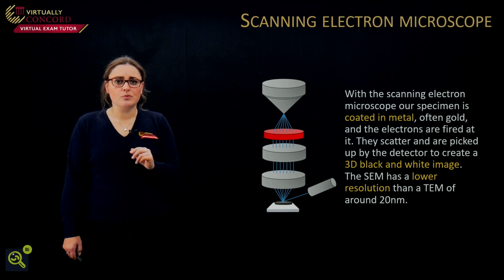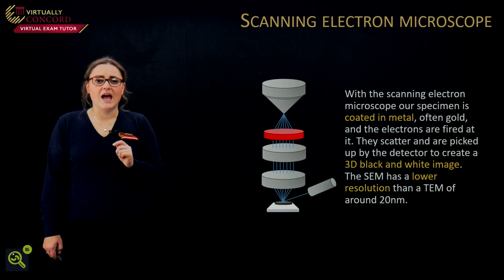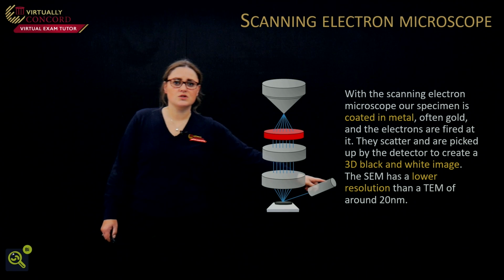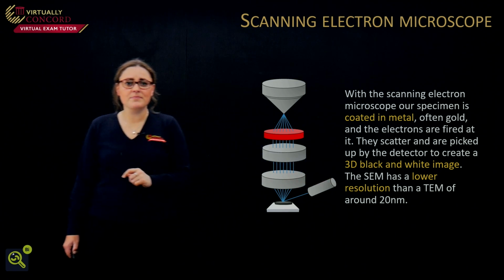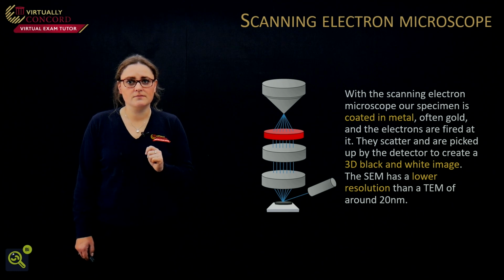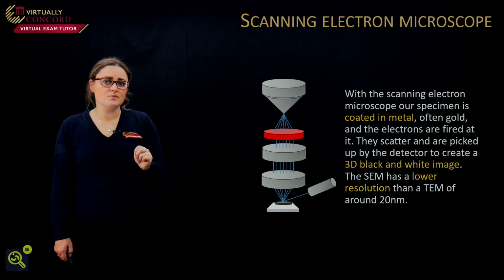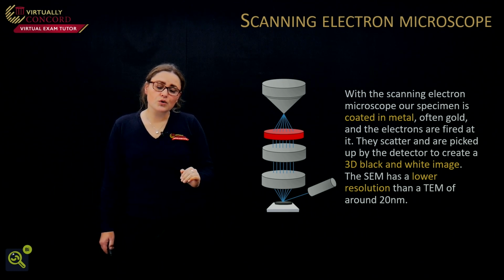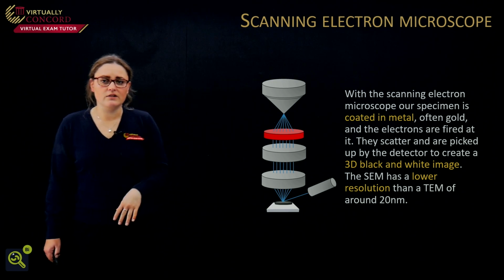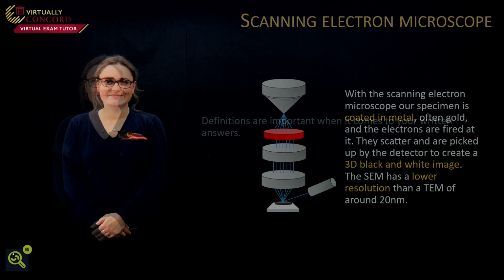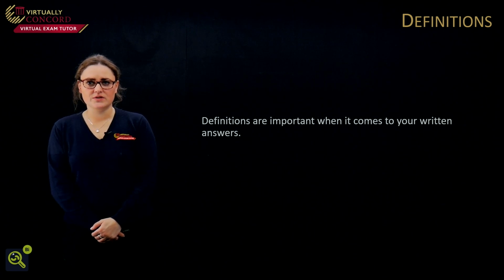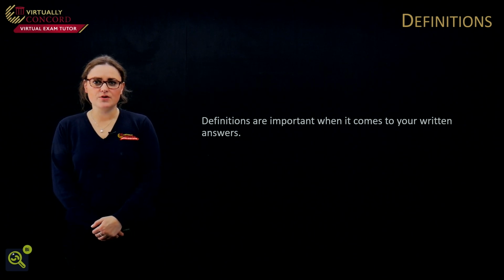Okay, so there are 2. We have scanning electron microscopes and we have transmission electron microscopes, and they can be shortened to SEM and TEM. Okay, so SEM for scanning and TEM for transmission. Okay, so the two kinds. With your transmission, your electrons are going through your specimen, whereas with your scanning, they are bouncing off and creating that lovely 3D image.